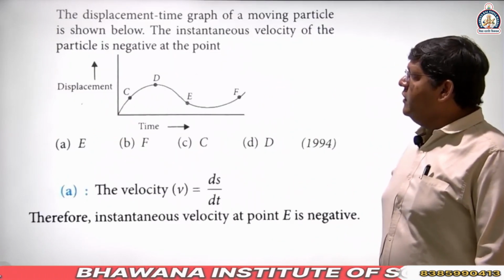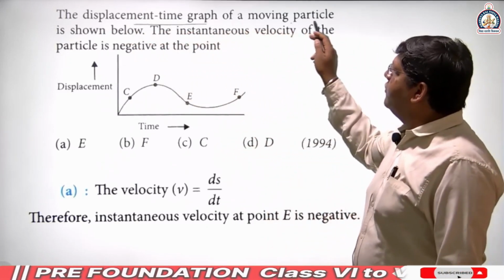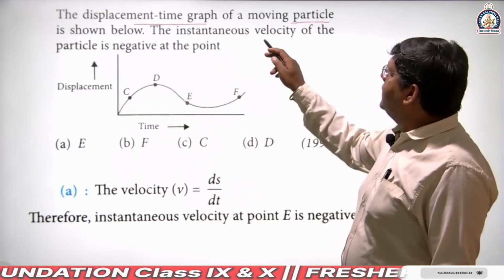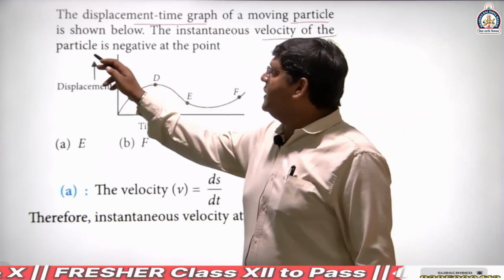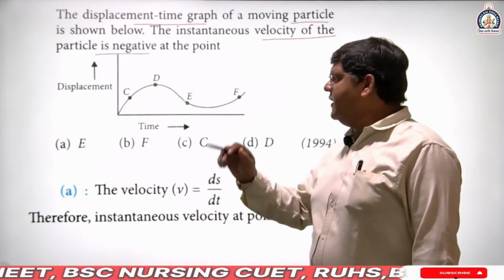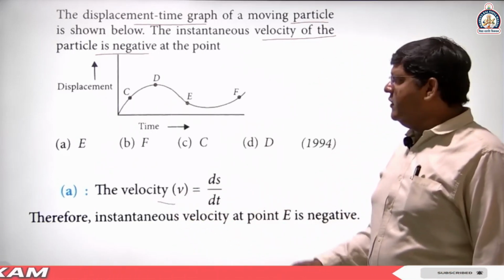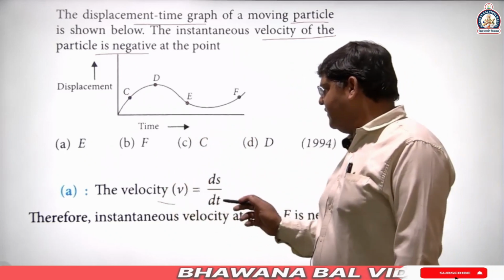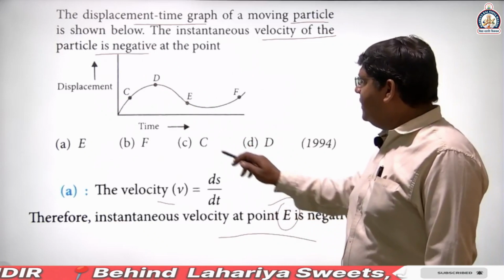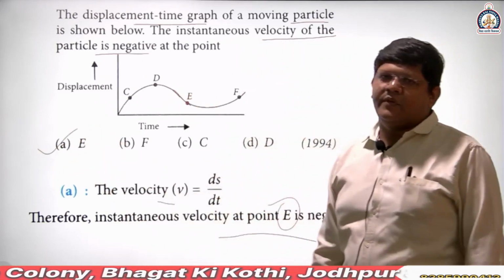Moving to the next part, the question says the displacement-time graph of a moving particle is shown in the figure. We are provided with the displacement-time graph. We have to predict at which point the instantaneous velocity of the particle is negative. The velocity is given by ds/dt. So the instantaneous velocity will be negative when the slope is negative, and we can see that at point E the instantaneous velocity is negative. So the required answer is option number A.